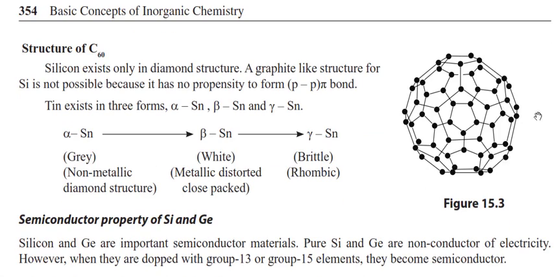So this is the structure of fullerene. Structure of C60, and this structure of C60 should be right here.